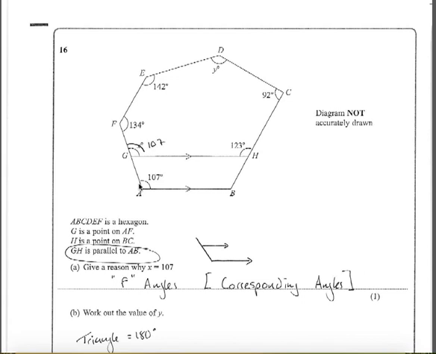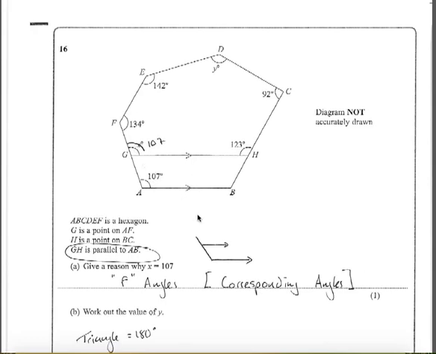The examiner would probably have been generous if you'd written something about angles the same between parallel lines, but saying that they were parallel would have been key there as well.